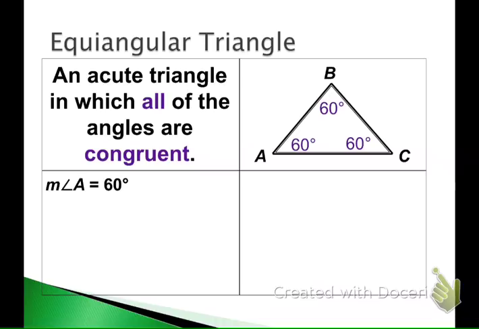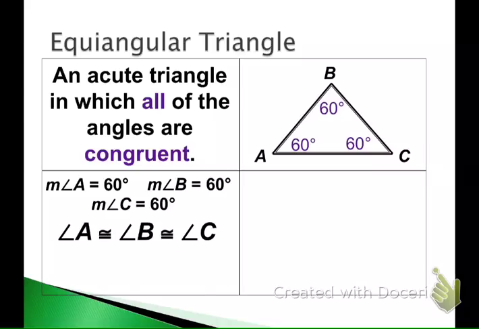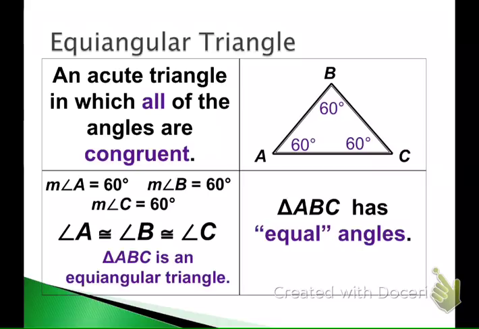Now, this only happens when every single angle is 60 degrees. There's no other possible measurement for the angles to be the same other than 60 degrees. So, an equiangular triangle is a triangle where all three angles are the same, and in order to be the same, they have to be 60 degrees. Because they're the same, all the angles are congruent. They all have the same measurement. I'll give you guys a moment to write that down.